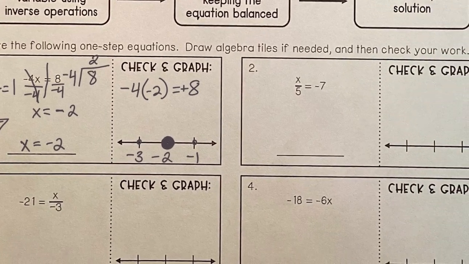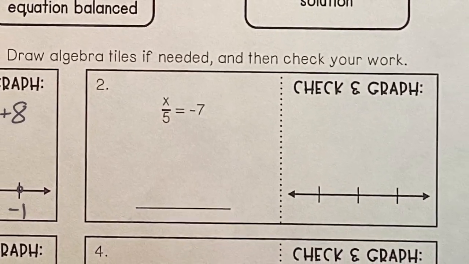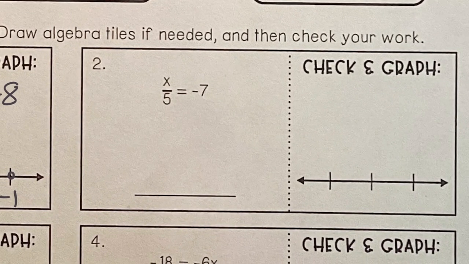Okay, so let's keep going with that. For this problem here, this is a division problem. This is x divided by 5 equals -7. Now, the inverse operation of division is multiplication. So what I would do is I would multiply this side by 5 so that those numbers cancel out. And then I would also multiply this side by 5. I'm going to show you why this works, why I'm multiplying by 5.